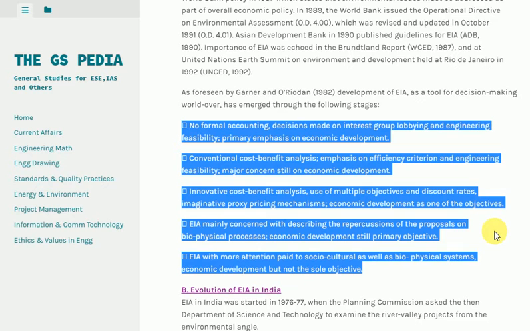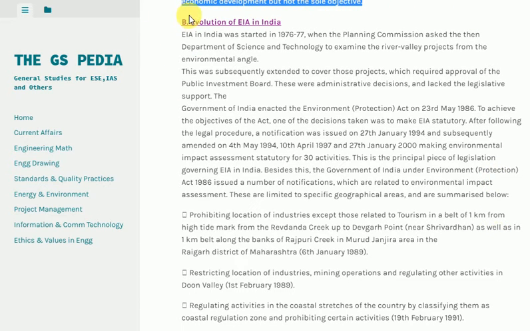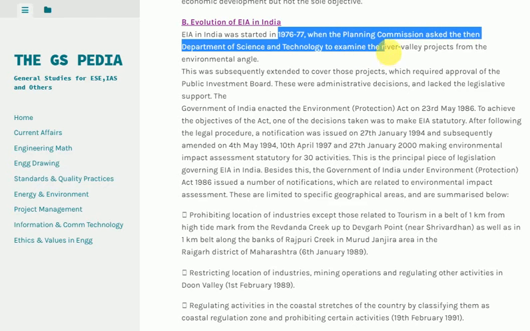B. Evolution of EIA in India. EIA in India was started in 1976-77, when the Planning Commission asked the then Department of Science and Technology to examine the River Valley projects from the environmental angle. This was subsequently extended to cover those projects which required approval of the Public Investment Board. These were administrative decisions and lacked legislative support.